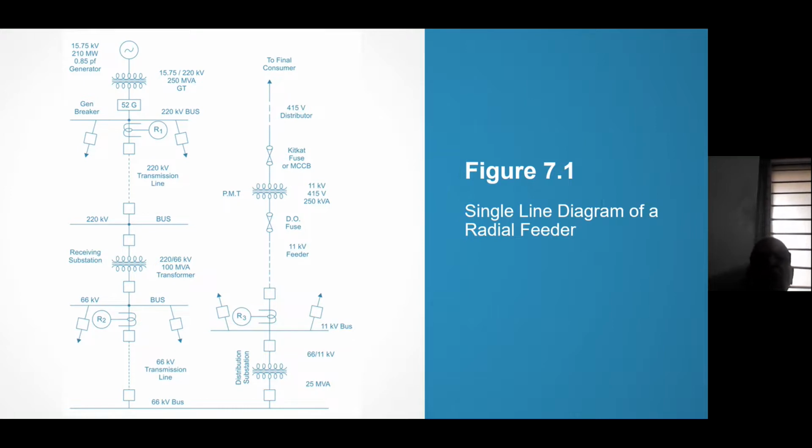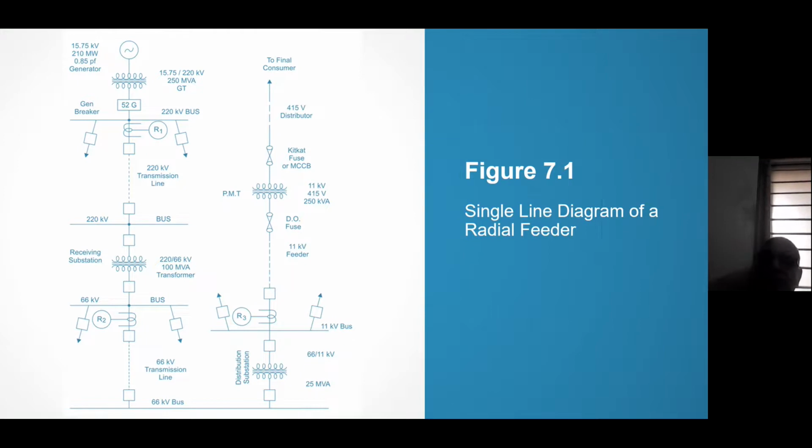That fault is protected by a KitKat fuse, a normal KitKat fuse, which you would have seen in your house also. Or nowadays people are using MCCB, molded case circuit breaker, which is available from 100 ampere to 4000 ampere rating and 80 kiloampere breaking capacity. So that MCCB will protect if there is a fault in the distributor.